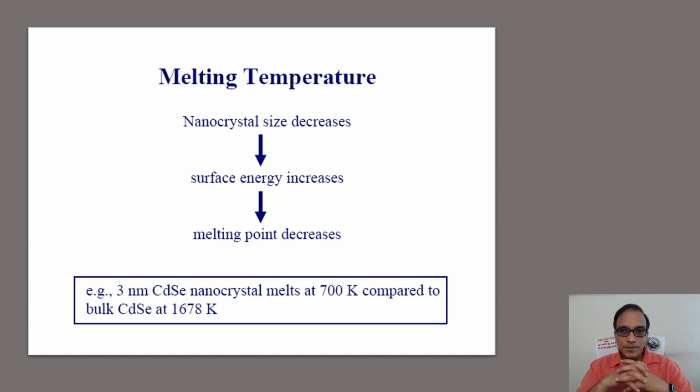Melting temperature. When we go to the nano size, the surface energy increases, and with this increase in surface energy the melting point decreases. Say for example, a 3 nanometer cadmium selenium nanocrystal melts at 700 Kelvin, while in the bulk the melting point is 1678 Kelvin. Can you imagine the huge difference?